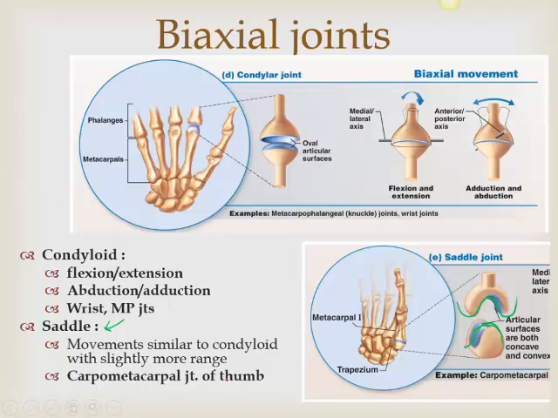This is very similar, so it also allows flexion, extension, adduction, abduction. But there's a little bit of rotation which accompanies flexion and a little bit of rotation which accompanies extension. So that's why the range is a little bit more. So it's not truly biaxial because it can do a little bit more, but it's not truly multi-axial because rotation is not separate. It kind of accompanies it. So it's very similar to a condyloid joint, just allowing a little bit more range. So that's the carpometacarpal joint of the thumb.